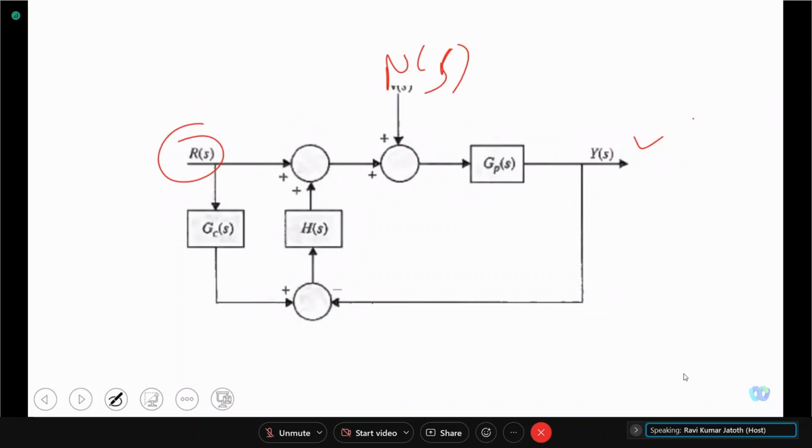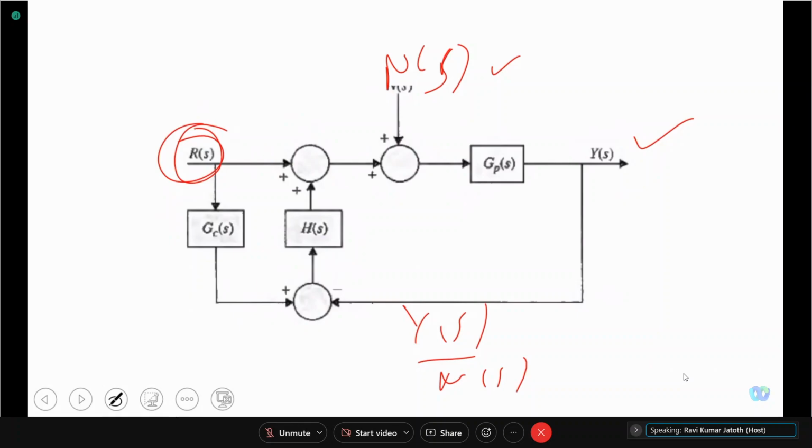So output can be deviated with noises. I want to find out how the output is changing with respect to noise. For that, we use the superposition theorem. Superposition theorem means when you are trying to find out the response due to one input, the other input we will consider as zero. Correct?